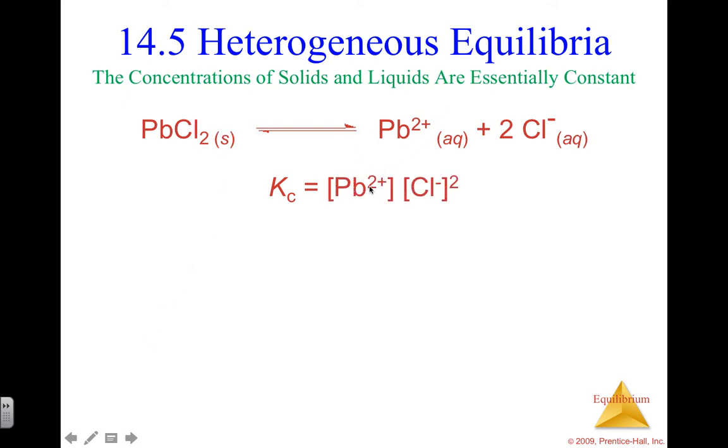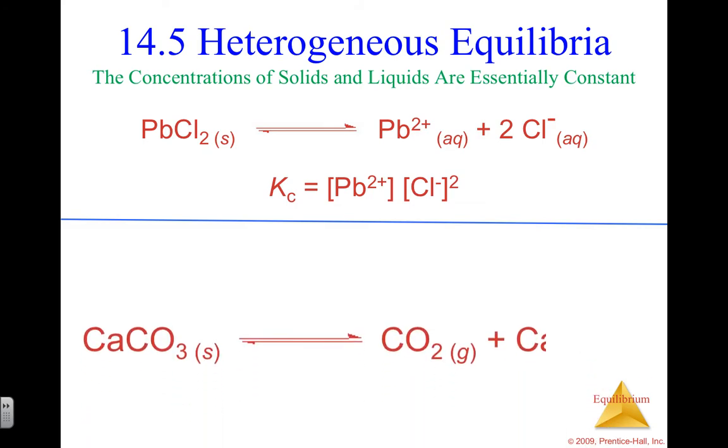So we end up with Pb2+, which is aqueous, times Cl minus squared. And again, we have a squared because our aqueous chloride here has a coefficient of 2. So heterogeneous equilibria, the only thing different, you do not include solids or liquids. Only include aqueous and gases. Let's look at another problem example.